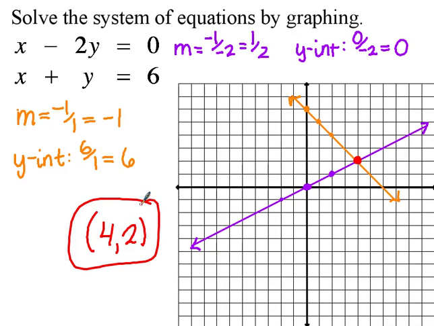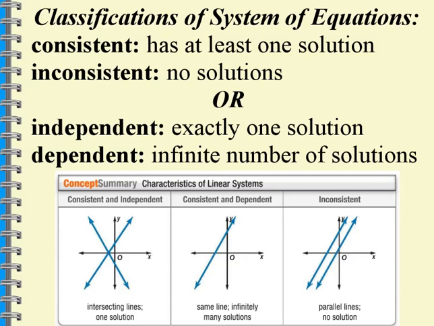So questions. So we've used a table, now we've used a graph. And there's a lot more other ways. But for today, we've used a table and a graph. Now on the next slide, you're going to notice we have a classification of systems of equations.